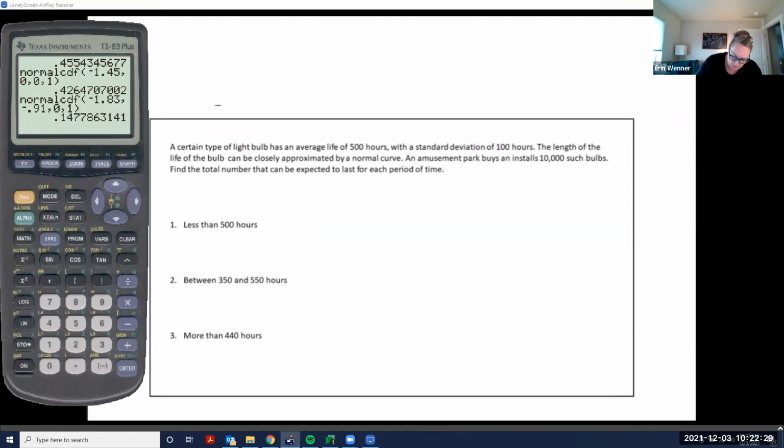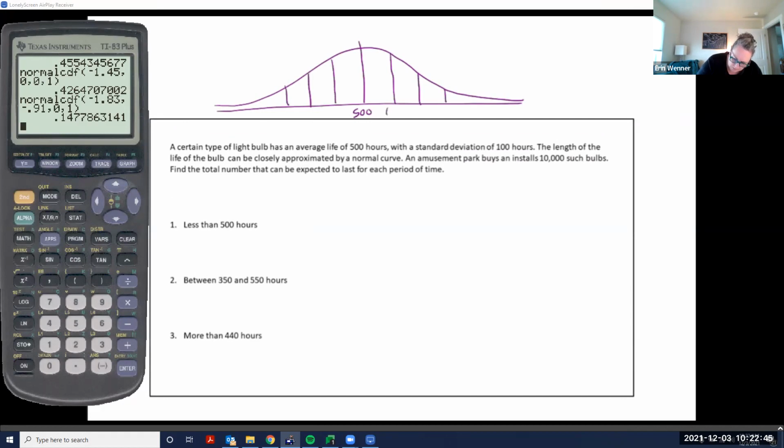So if we draw the curve here, and we use the information that they have, so we have a mean of 500 hours, and then we've got standard deviations of 100 hours, which would be 600, 700, 800. I'm just doing 3 standard deviations out. The other way we'd have 400, 300, and 200, okay?